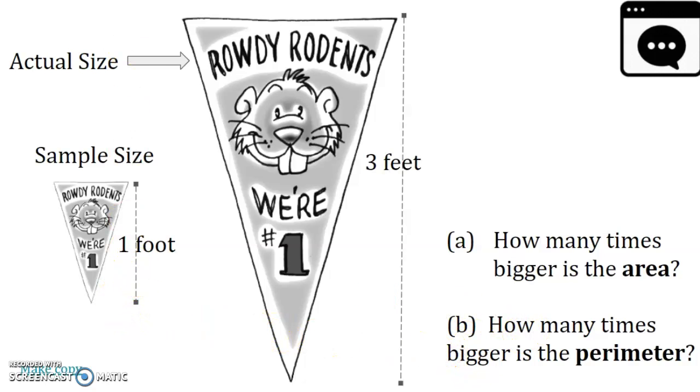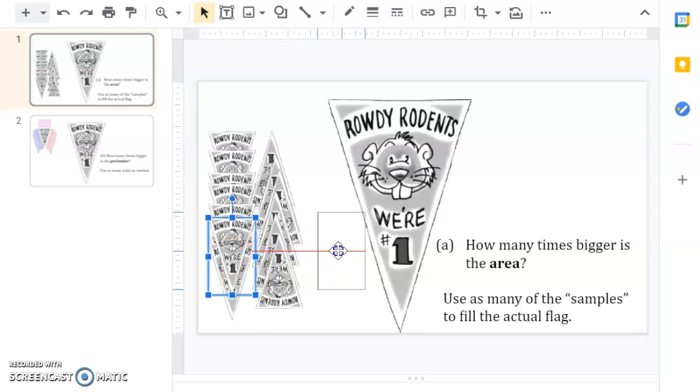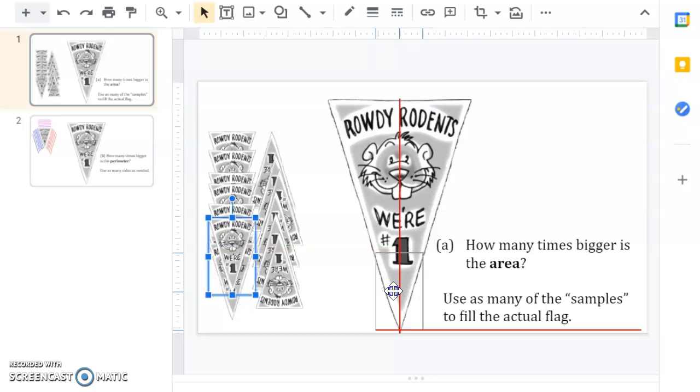Okay, so to do that, we're going to first consider the area. These are all the samples, right? And this is the actual, and this has the height of 1 foot. This has the height of 3 feet. So you're being asked, how many of these does it fit into the actual? How many of the samples? Because that's going to be the area, isn't it? So how many of the sample area is going to fit into the actual banner?